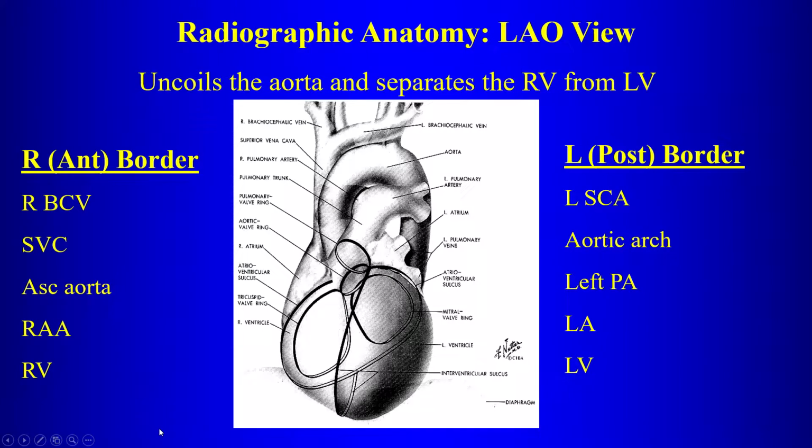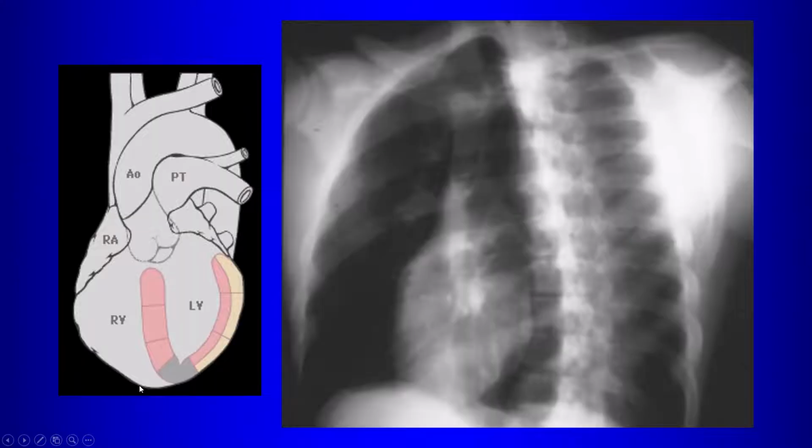The left anterior oblique view is good for looking down the septum, the interventricular septum, and separating the right ventricle from the left ventricle. So the left anterior oblique view separates the ventricles from each other. And again, that's also used in nuclear medicine, right ventricle, left ventricle. Here's your left anterior oblique view separating the two.